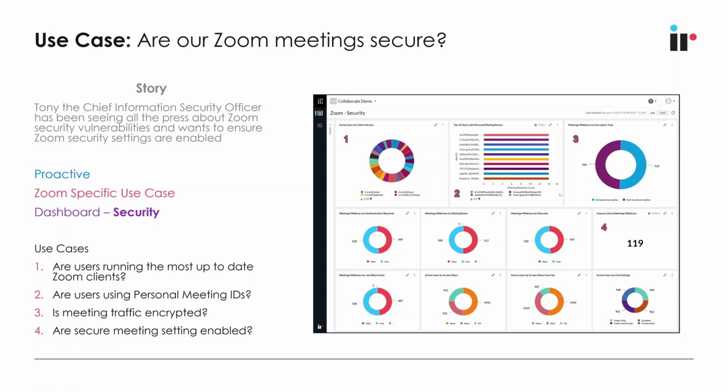And the base use case that I'm going to be looking at is Tony, the Chief Information Security Officer. He knows all about the press around Zoom and the security concerns with Zoom, and he's set up some company policies and guidelines on how to ensure that Zoom is being used securely. And so it's around the configuration of your Zoom meetings and the security around that.